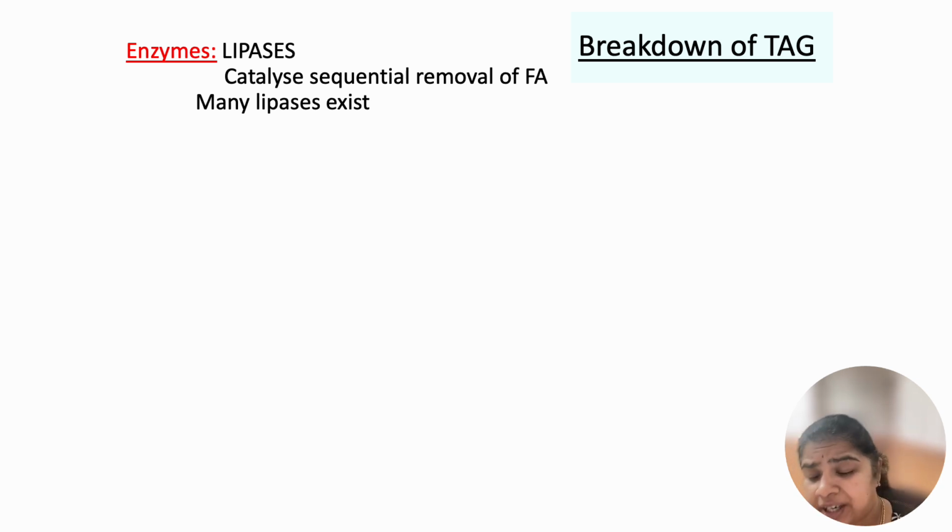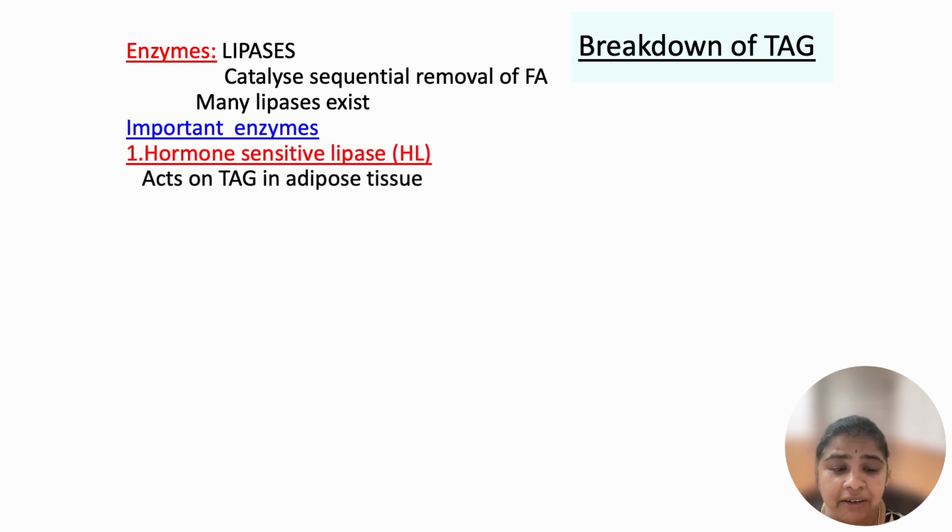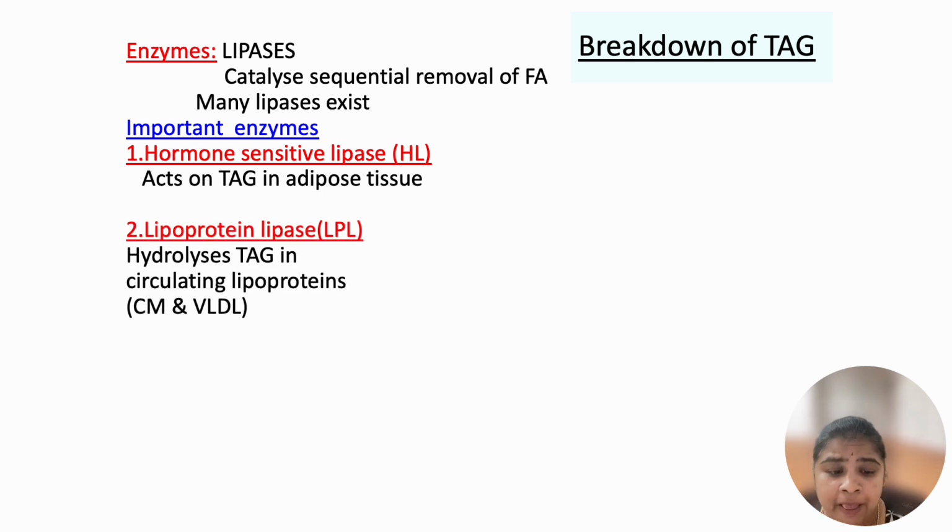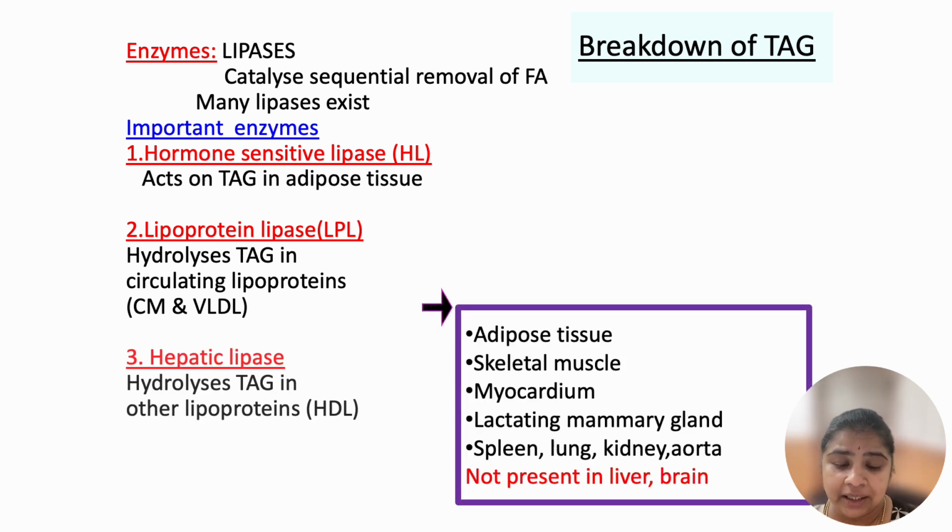Now, breakdown of triacylglycerol, again we have finished this reaction multiple times. So, I am sure all of you know of this. There are various isoenzymes. We have a hormone sensitive lipase that will be present in adipose tissue. We have lipoprotein lipase, which is present in capillary walls and acts on circulating lipoproteins, and then we have a hepatic lipase which is present in the liver.